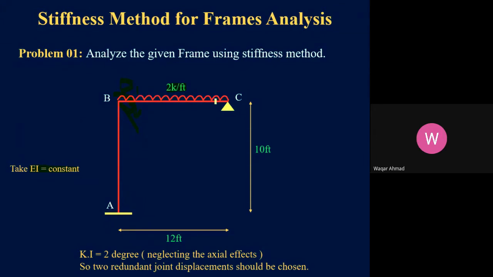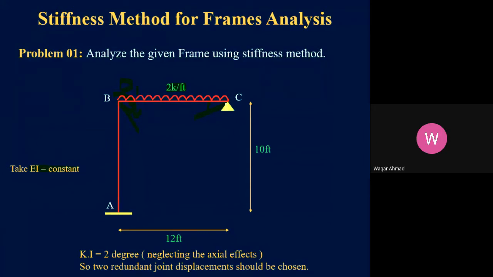Now if I come here to support C, if I take this support as a hinge support, it means that the member at this point will rotate. It means that we now have the second degree of freedom here, theta 2.